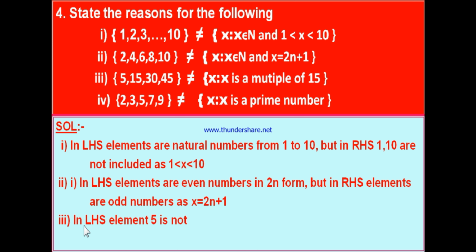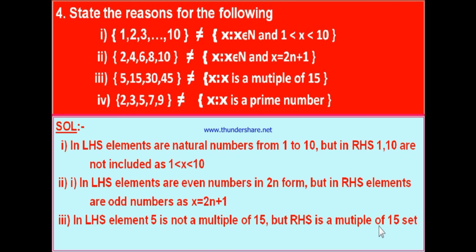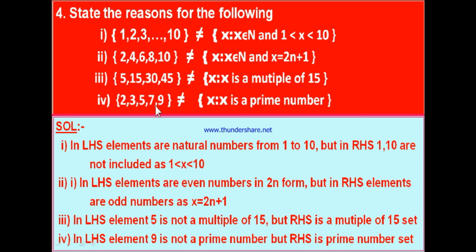Look at the reason. In LHS, element 5 is not a multiple of 15, but RHS is a multiple of 15 set. Since LHS is not equal to RHS, that is the reason for the third bit. Now the fourth bit. If you observe the fourth bit, 2, 3, 5, 7, 9, this is the set. And whereas RHS set is x such that x is a prime number. Now you see, 2 is a prime number, 3 is a prime number, 5 is a prime number, 7 is a prime number, but 9 is not a prime number.